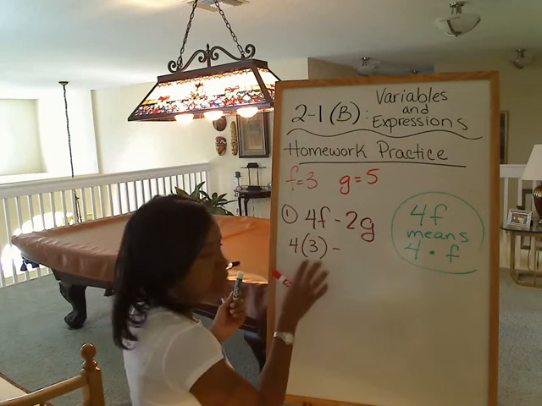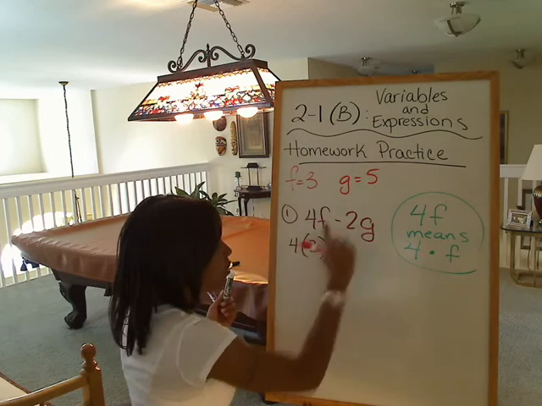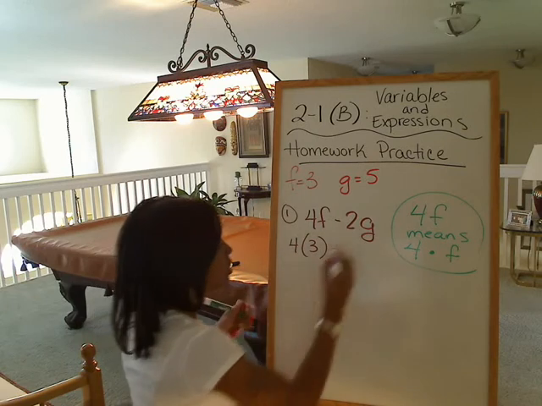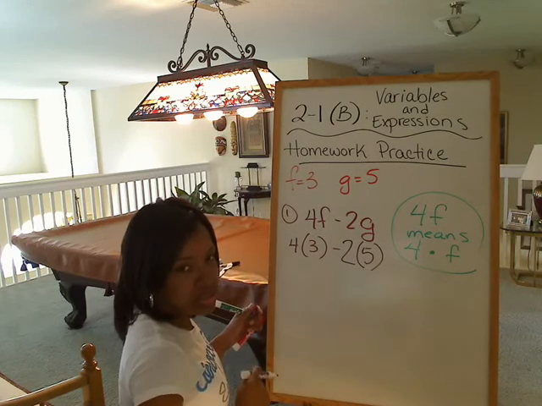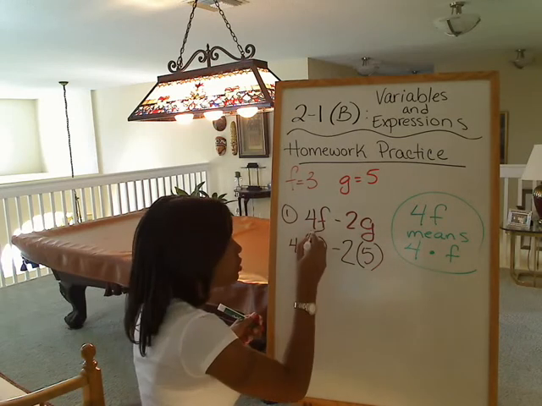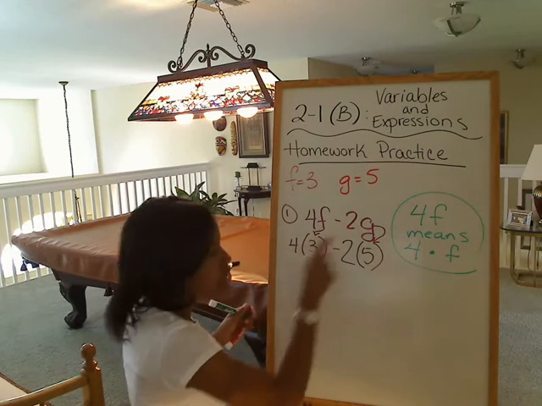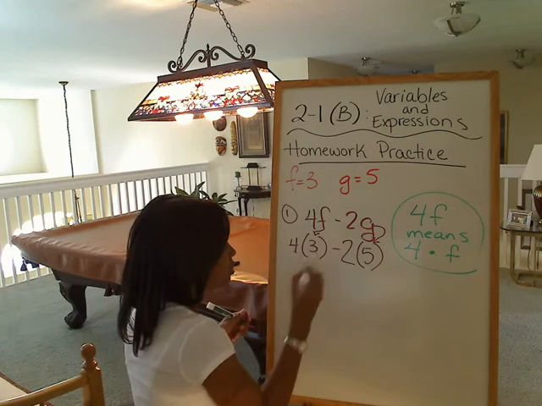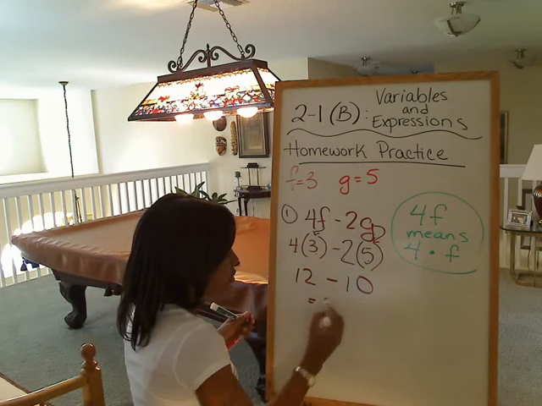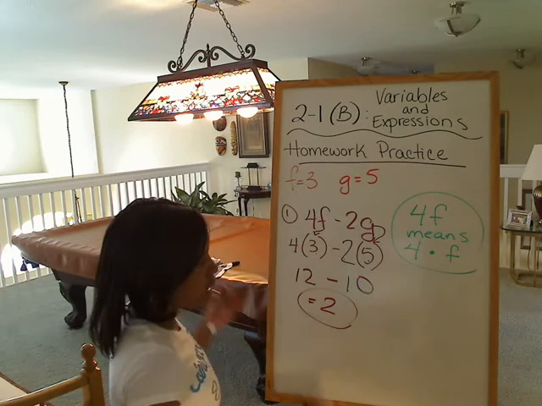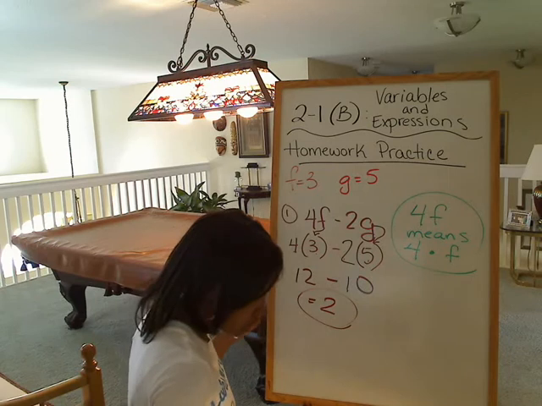And parentheses mean the same thing. This means 4 times 3. F equals 3, so instead of an F, we put a 3. G equals 5, so instead of writing a G, we'll put a 5 there in parentheses. F became 3, G became 5. So 4 times 3 is 12. 2 times 5 is 10. 12 minus 10 is 2. That's your final answer. You plug in the numbers, then you just do the math according to order of operations.